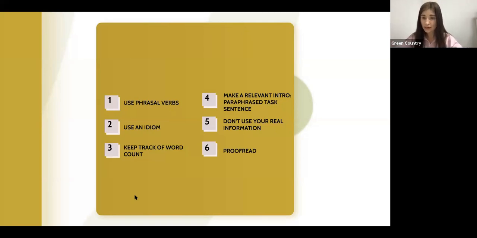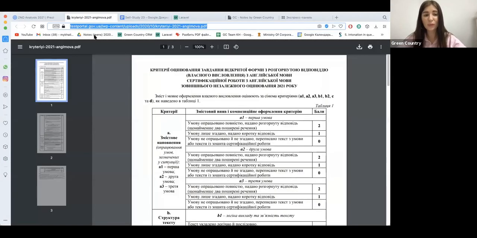Try to look at your writing part with a fresh glance, like with a fresh view, and then you can submit it. I will send you now in the chat one document that will help you to check yourself according to criteria, if you don't have a chance to ask your teacher to check it, so you can just check it out and check for yourself.